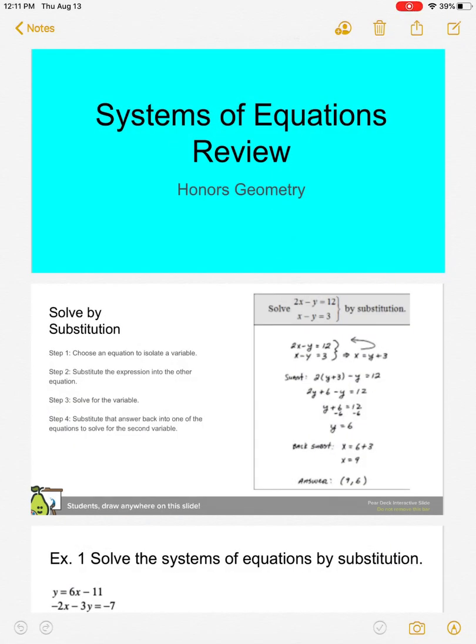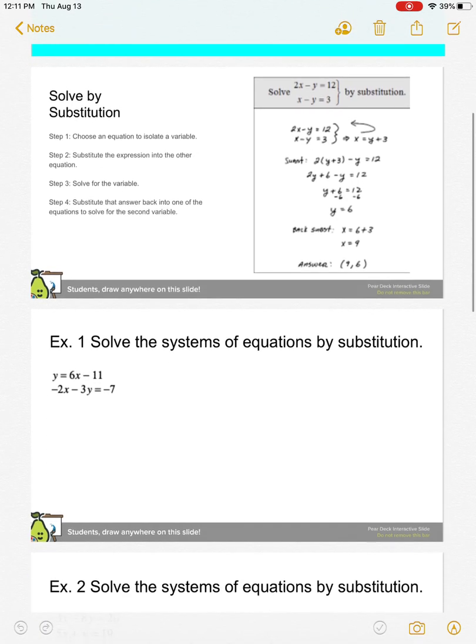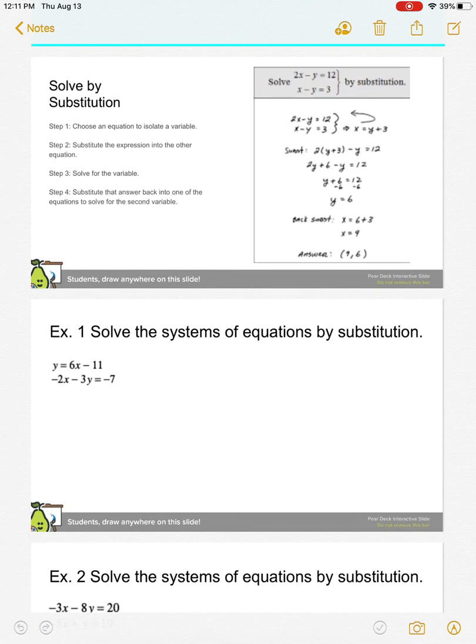Okay, welcome to a little mini review of systems of equations. I know you've done systems of equations last year in Algebra 1, but this is just a quick review to get us started into honors geometry this year. Solve by substitution is the main method we use, whether it's in Algebra 1 or in Algebra 2 or in geometry. Mainly they want you to know this method, so it's the only one we're going to review.